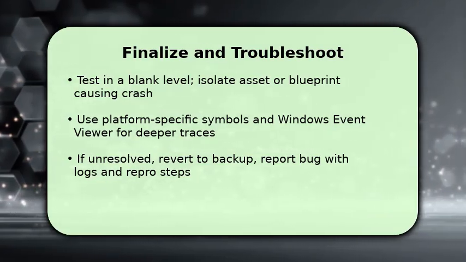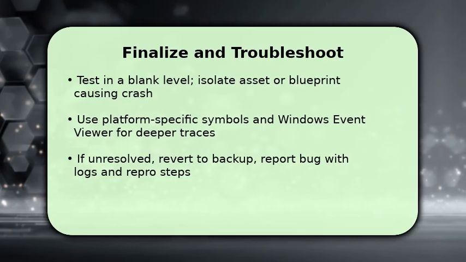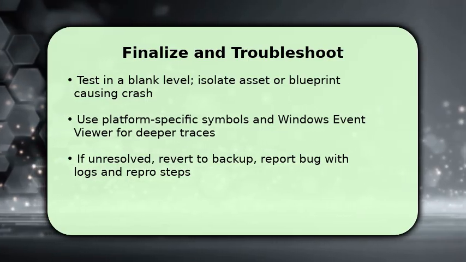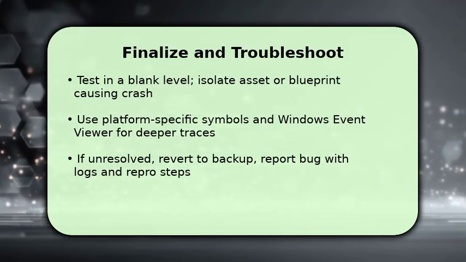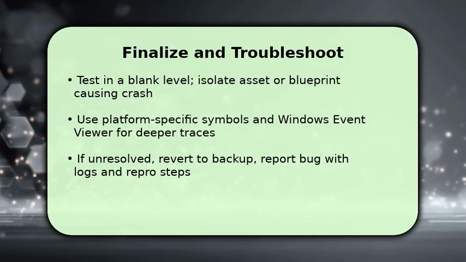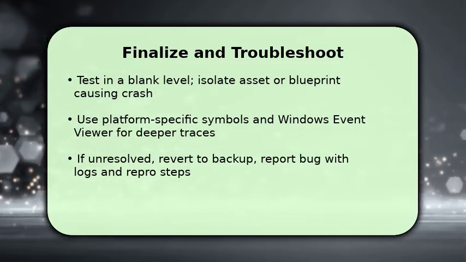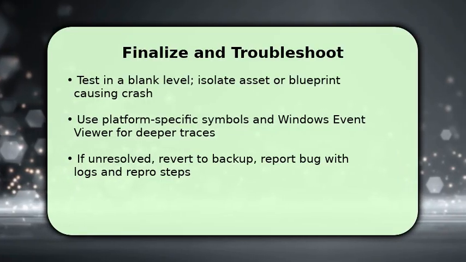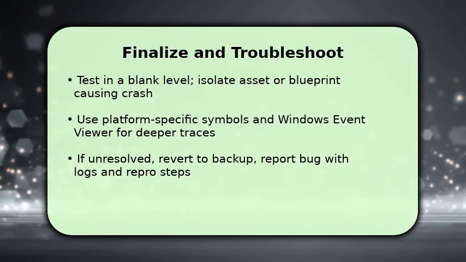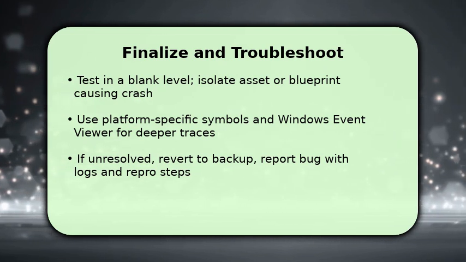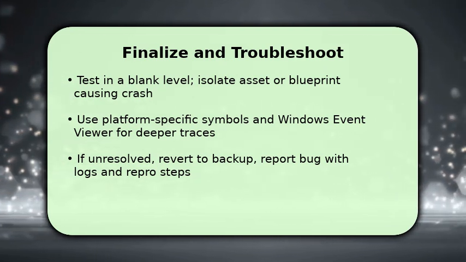If it's hard to reproduce, enable symbols and use Windows Event Viewer or crash dumps to get native stack traces that reveal faulty modules. Once identified, fix the asset, update the plugin, or patch the code and rebuild. If none of this works, revert to your backup and prepare a bug report with logs, steps to reproduce, engine build, and screenshots for engine support.